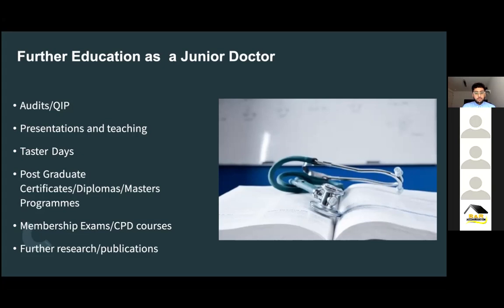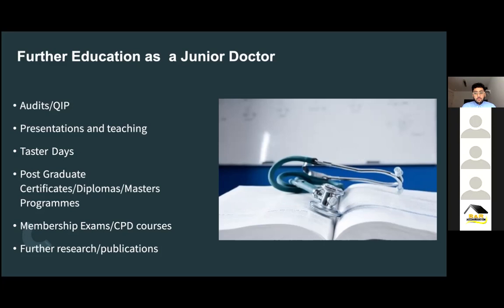Taster days. As an F1, F2, you'll have 5 taster days in this time. Once it's been approved by your educational supervisor or the rota team, you pursue areas that you're interested in. There's a whole day of just experiencing that. Whether you want to go to theatre, a medical ward, or anything more specific, if you organise that, you can definitely get more of an idea what it's like when you're training.